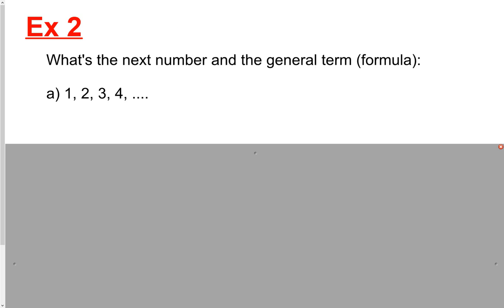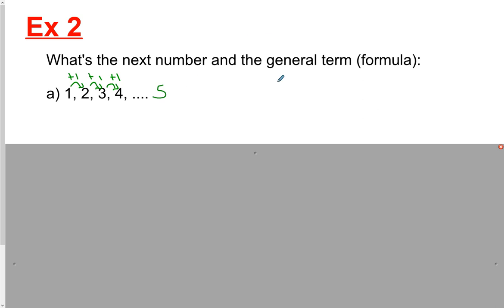I noticed for my first one, I seem to be increasing by 1 each time, so that's pretty easy. Going from one term to the next, each time I'm increasing by 1. So that means my next term is going to be a 5.